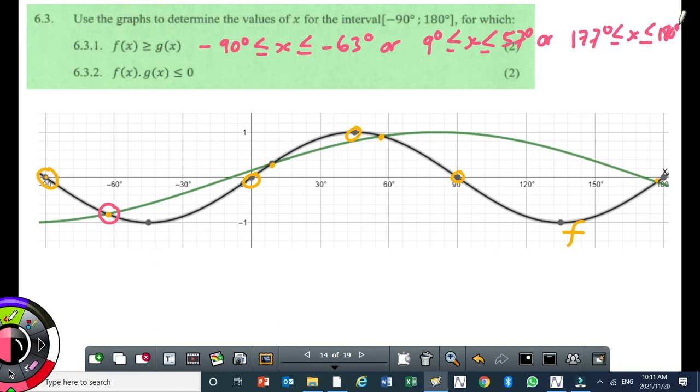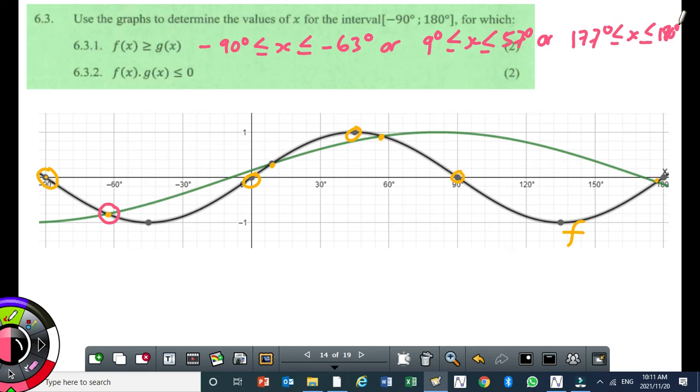F of x is greater than or equal to g of x means the graph of f is above the graph of g. That's what it means. Okay. Then 6.3.2 says f of x times g of x will give you a 0, or it will give you a positive answer. Now, f of x times g of x, for you to get a negative answer, it means that the y value for f of x is negative, the one for g of x is positive. Or the y value for f of x is positive, the one for g of x is negative. That's what it means. Are you following what I'm saying?